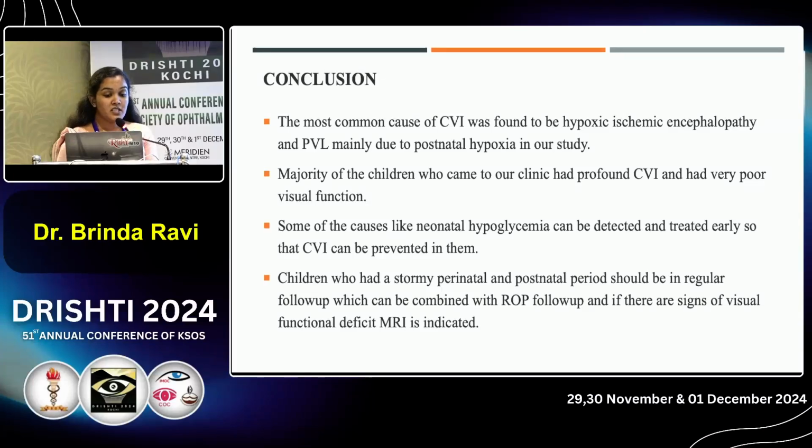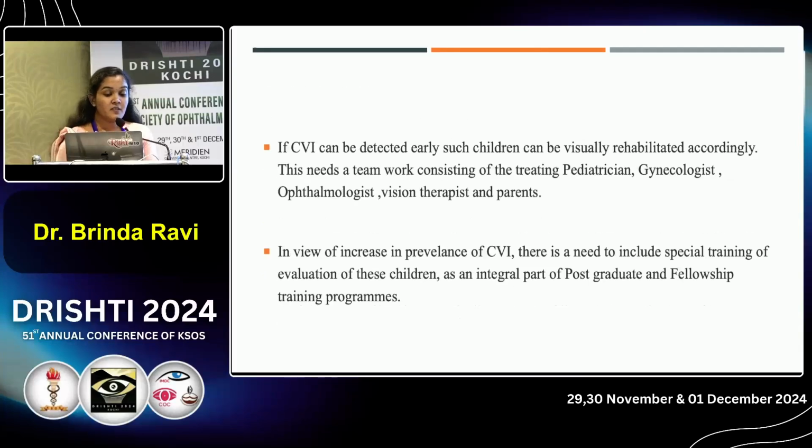Children who had a stormy perinatal and postnatal period should be in regular follow-up, which can be combined with ROP follow-up, and if there are signs of visual function deficit, MRI is indicated. If CVI can be detected early, such children can be visually rehabilitated accordingly, and this needs teamwork consisting of the treating pediatrician, gynecologist, ophthalmologist, vision therapist, and the parents.